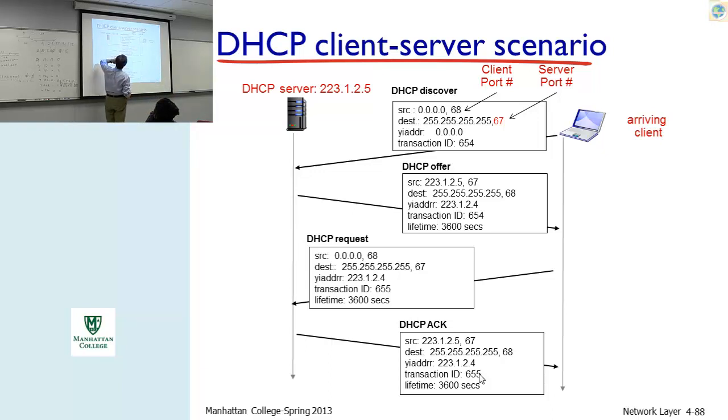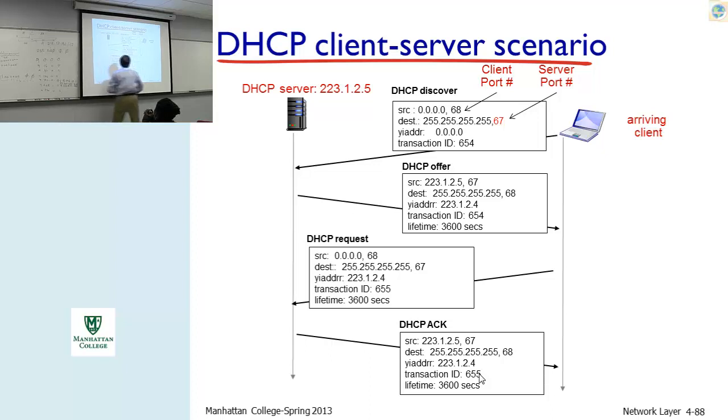It says that the offer comes from this source. This source is this guy at port 67. This is the DHCP server. See that? The destination is the broadcast. And of course, the port destination, that's the DHCP client. I put it here 68. This is the IP address that I offer you. And this is the transaction. And this is the lifetime duration.